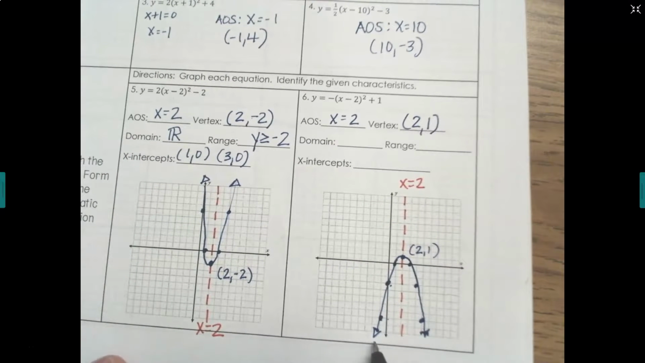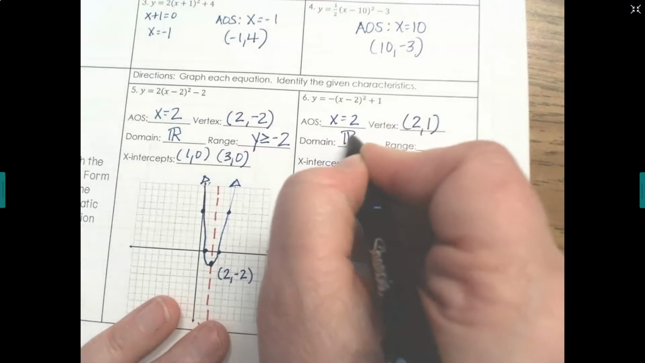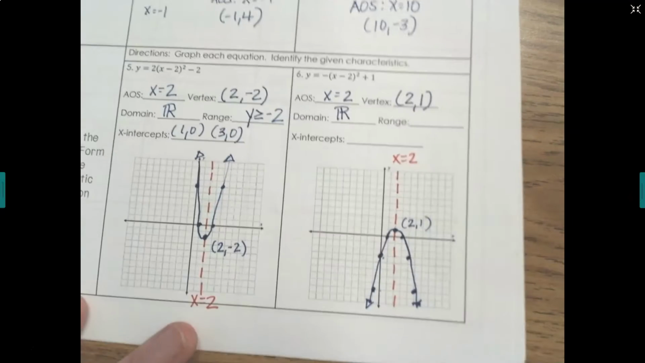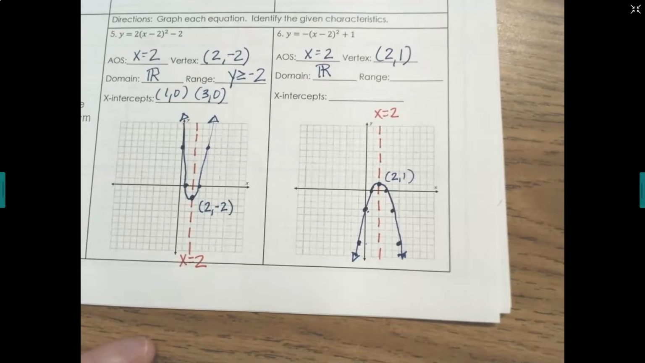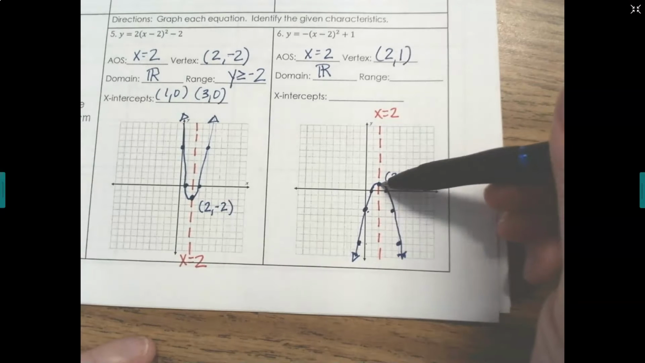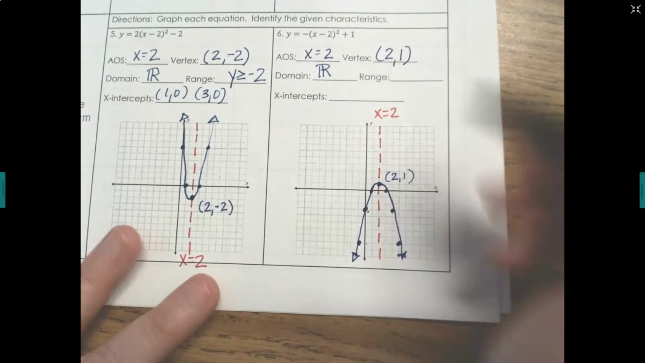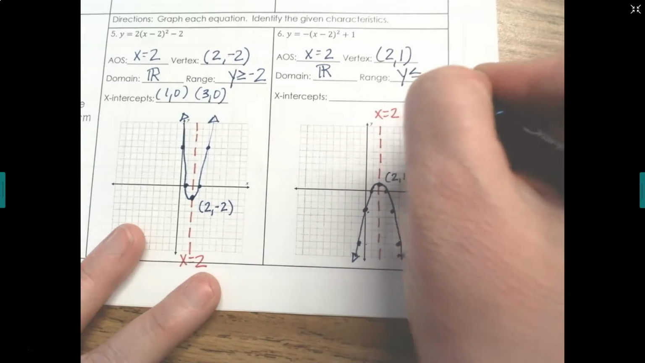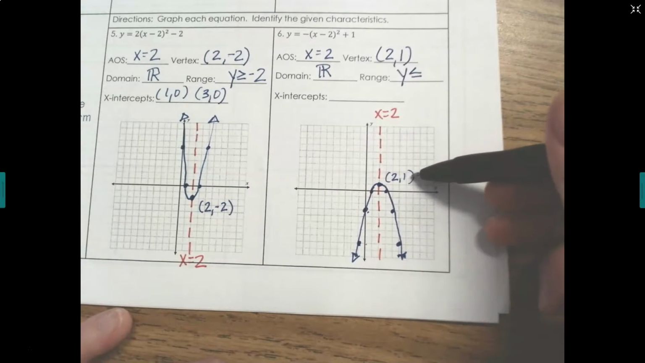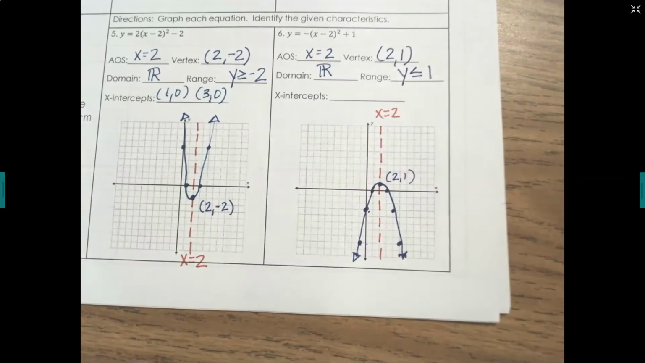Our domain, this is non-real world. It's continuing on forever and ever, left and right. So it's all real numbers. Then we have our range. Look at the vertex. The entire graph is below the vertex. We know all the y values will be less than the y value in the vertex, which is 1.